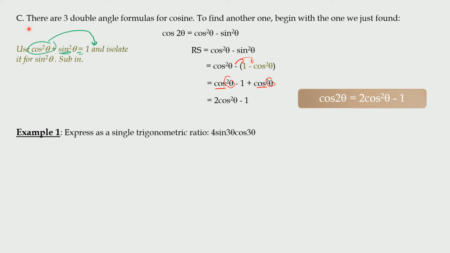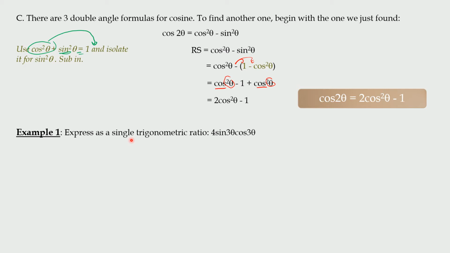Let's do an example. Express as a single trigonometric ratio. So this question isn't about a proof. I don't have a left side and right side here. I just have an expression, one piece. So I don't have to try to make it look like anything. But the question is telling me I want a single trigonometric ratio. Right now I've got a sine and a cos, so I don't want a sine and a cos. I have to just use one of them, either sine or cos.